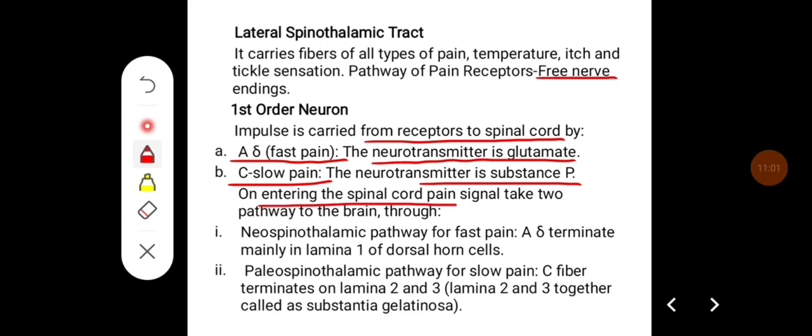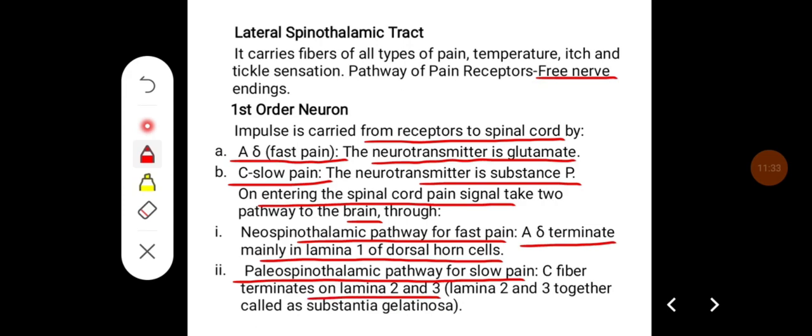On entering the spinal cord, the pain signal takes two pathways to the brain: the neospinothalamic tract, which is for the fast pain, and the paleospinothalamic tract, which is for the slow pain. In the neospinothalamic tract, the A delta fibers terminate mainly in lamina 1 of the dorsal horn cells, whereas in the paleospinothalamic tract, C fibers, which carry slow pain sensation, terminate on laminae 2 and 3, which form the substantia gelatinosa.